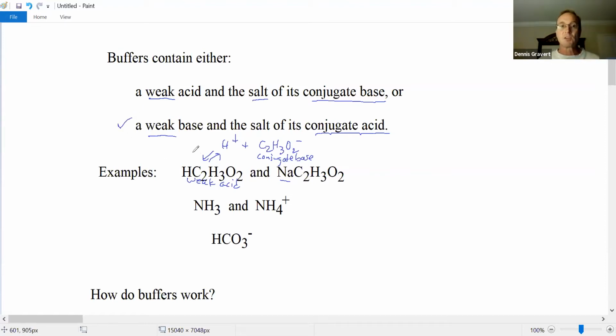Suppose you want to go after the combination of a weak base. Well, ammonia is a weak base. So when ammonia grabs H+, it turns into the ammonium ion. And then to make a salt, we need to add a conjugate anion. Sorry, we need to add a counterion. We need to just bring in a spectator ion, so maybe chloride.